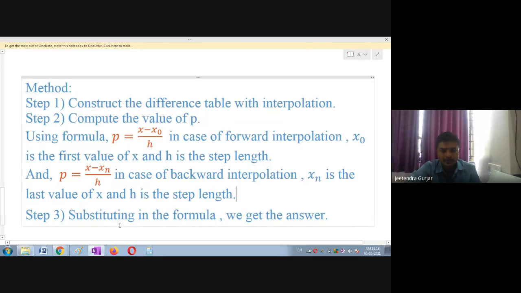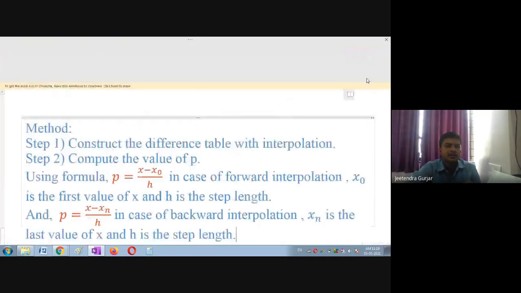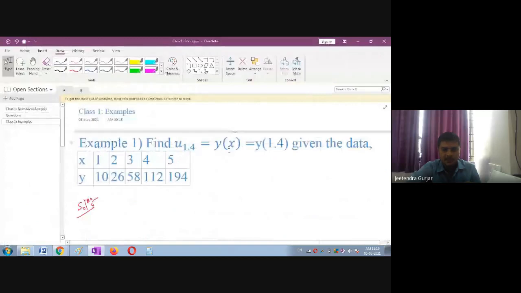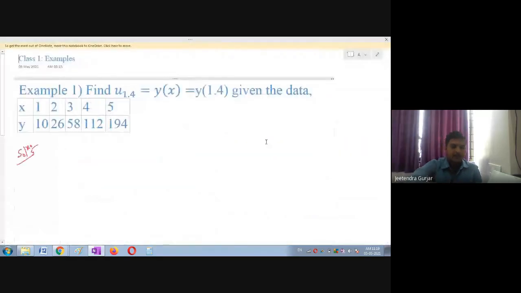Then we go to step 3. All these values I'm going to substitute in the formula. So what formula? Yes, it is Newton forward interpolation formula and Newton backward interpolation formula. So we get the answer. What is the answer? An approximate answer we are going to get here. Then we will solve this example. Is it clear, students? Okay, let us try now.